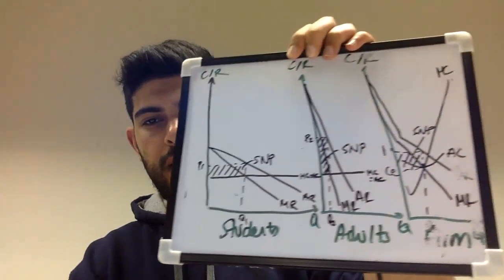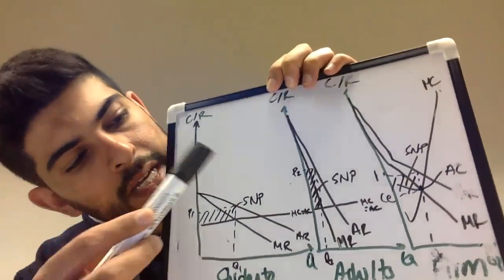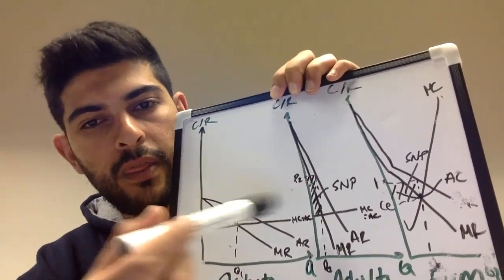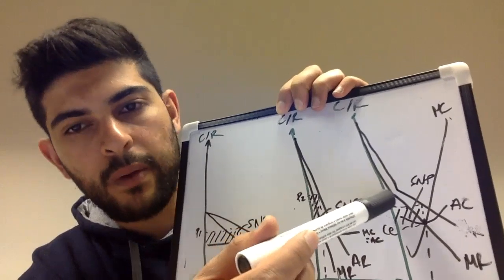But the reason why I don't think that's true is because you can clearly see that they are extracting significantly more profit if they separate the market and make as much profit as they can from the students and as much profit as they can from the adults. That is greater than the profit they would make if they had one price that they set for both the adults and the students.